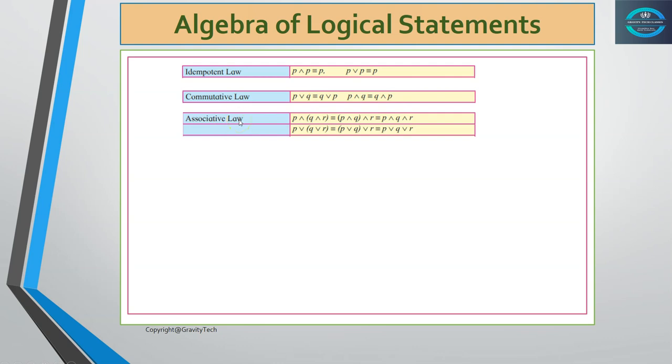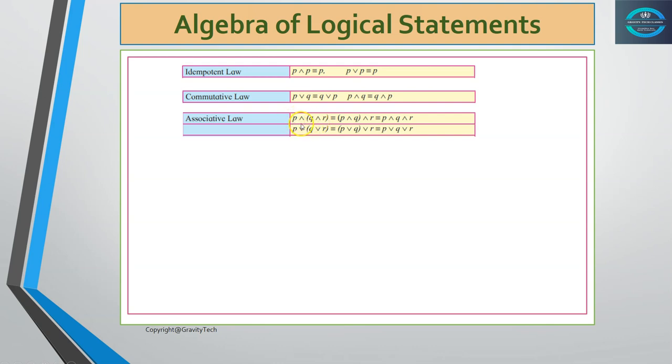Associative law. Associative law means that let's say three different statements are given to you, and they are connected with the same kind of logical connective. Let's take an example: 2 plus 3 plus 5. You can add 2 plus 3 first and then add 5, or add 3 plus 5 first and then add 2. Is there going to be any difference in the answer? No. So that is the associative law. From whichever side you solve it, the answer will be the same.